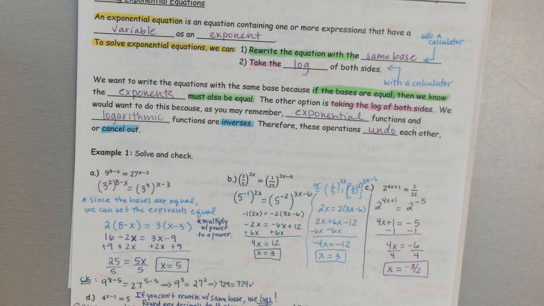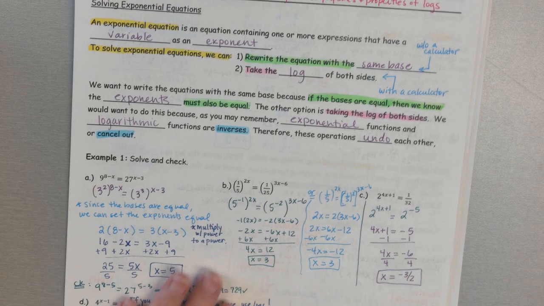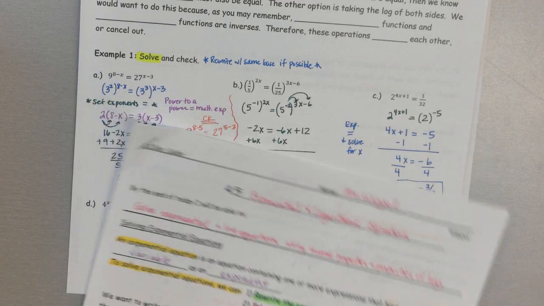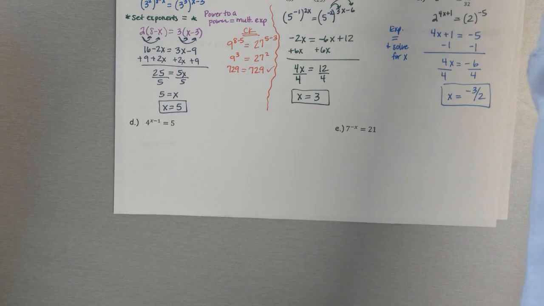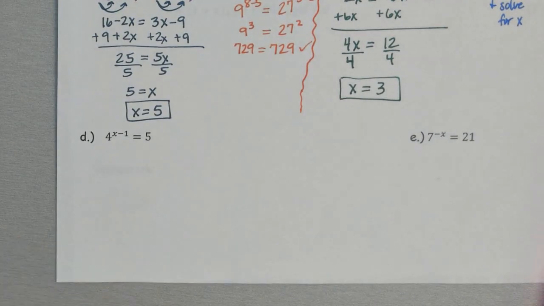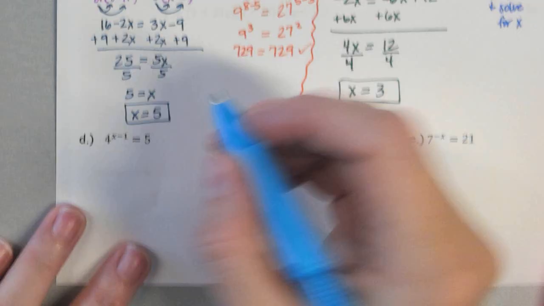Okay, see I wrote that up on the board for you too. Exponentials and logs are inverses, which means they do what? What do inverses do to each other? Yeah, they cancel out, they undo that operation. Alright, so for part D, since we cannot rewrite with the same base, there are 2 different ways to do this, and I'm gonna show you.